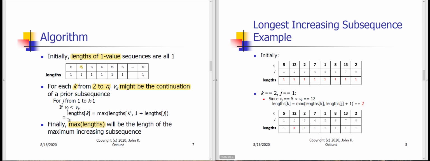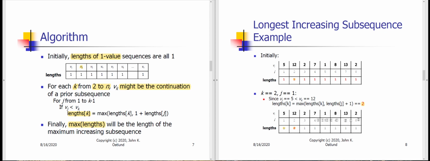Consequently, when we execute this assignment statement here, we're changing lengths sub 2, this value, to be the maximum either of its original value, which was 1, or 1 plus length sub j. So in other words, that's the maximum of 1 or 1 plus 1. And of course that's 2. So we modify that value, length sub 2, to be 2.